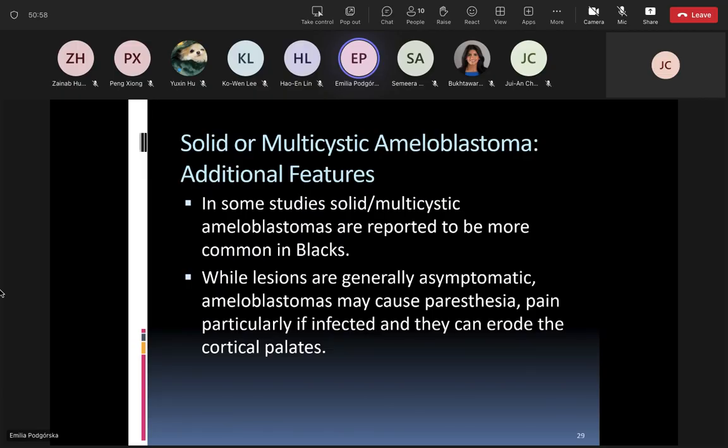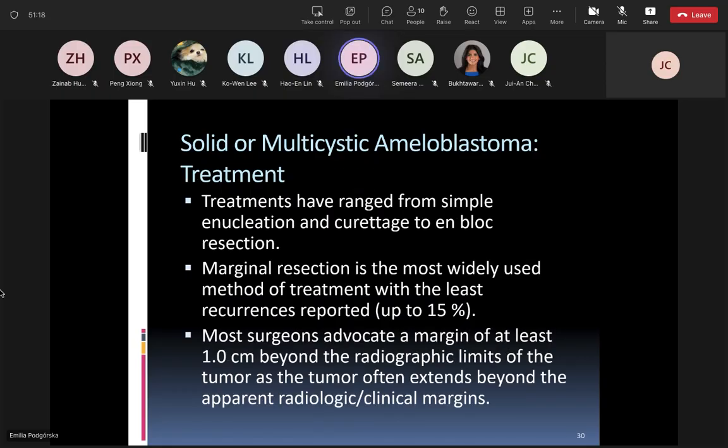In some studies, solid multicystic ameloblastomas are reported to be more common in blacks. While lesions are generally asymptomatic, ameloblastomas may cause paresthesia and pain, particularly if infected, and they can erode the cortical plates. Treatments have ranged from simple enucleation and curettage to en bloc resection. Marginal resection is the most widely used method of treatment with the least recurrences reported, up to 15%.